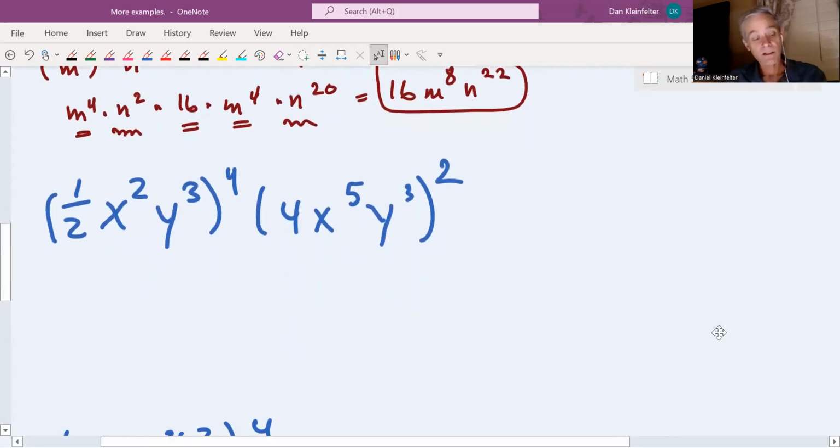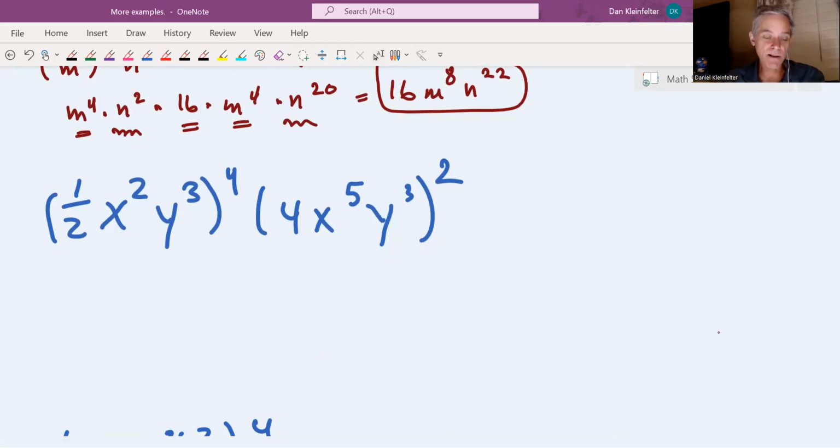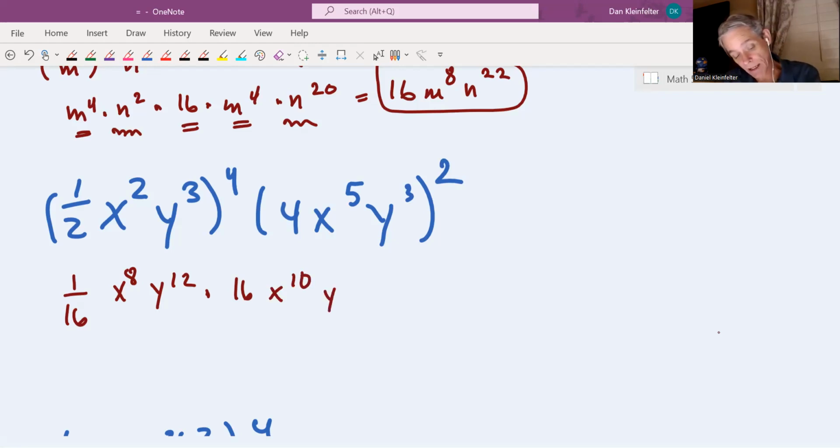Okay. All right, so let's see. For this next one, we're going to raise a half to the fourth power. So a half raised to the fourth power will be 1/16. x squared raised to the fourth power. Here we're going to multiply exponents, so we'll have x to the 8th. y cubed raised to the fourth power will give us y to the 12th. Next, 4 squared, 16. x to the fifth power squared gives x to the 10th. y cubed squared gives y to the 6th.